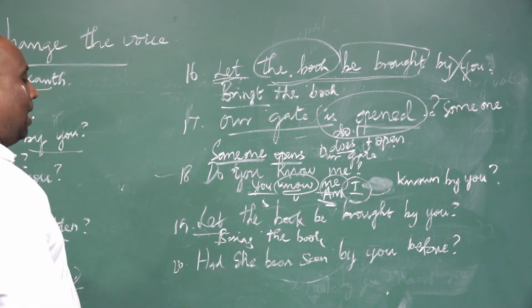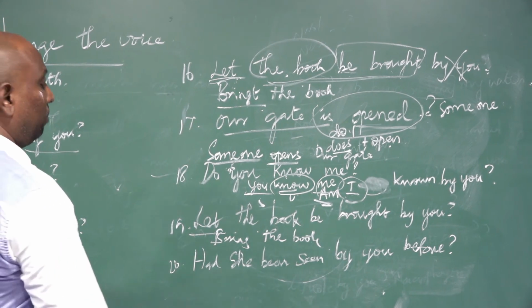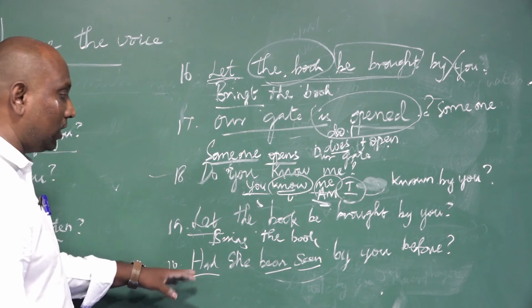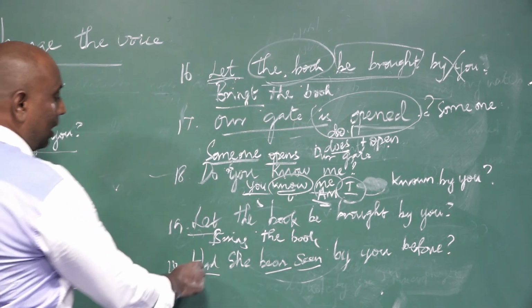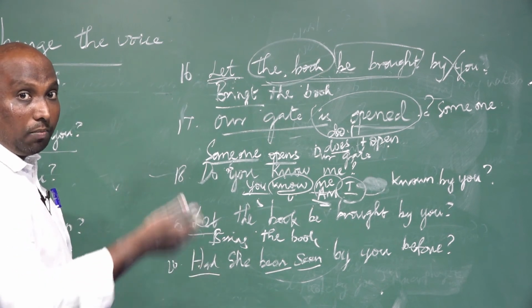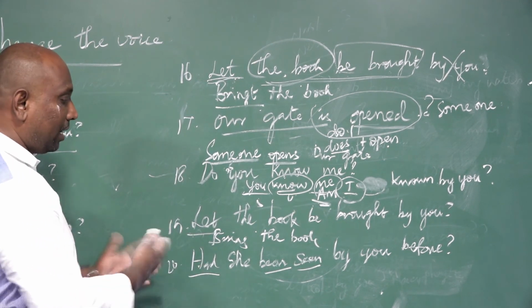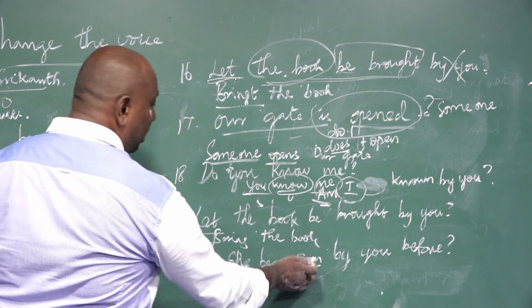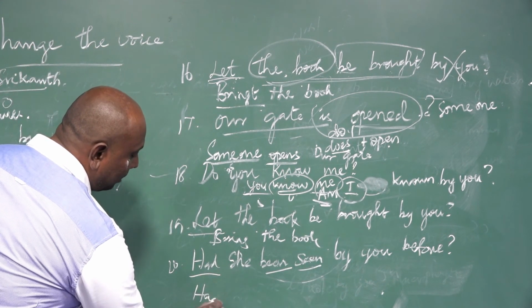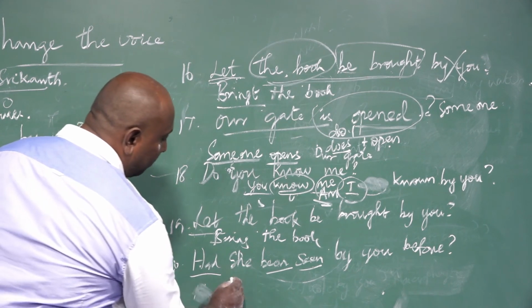Next question: had she been seen by you before. Had plus been plus verb third form shows it is a passive voice. We have to make it into active voice. Had plus been plus verb third form shows the past perfect. So we have to make it active in past perfect. For making active, had plus verb third form. Already the verb is in third form, so we don't need to go with had. So make it the first statement: she had been seen by you.